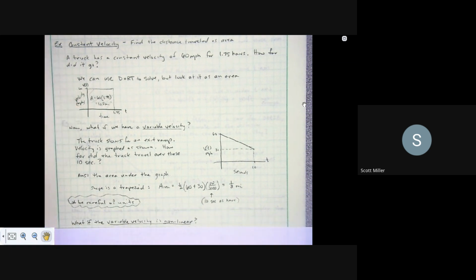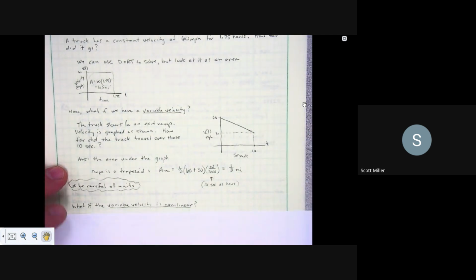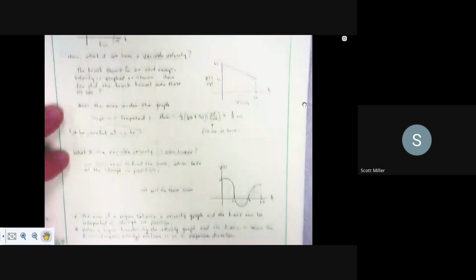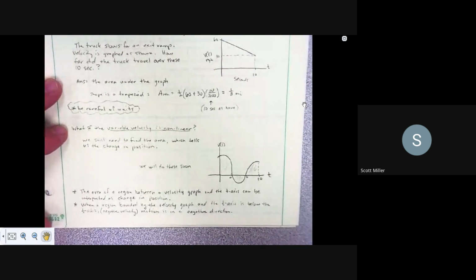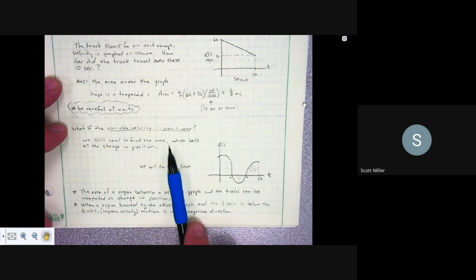So here's this one. Well, what if the velocity is variable and it's not linear? So this was a linear velocity. This was a linear velocity. What if it's not linear? Okay, what's going on there? Well, let's take a look. So what if I have something like this? Here's my velocity curve. Some above, some below, and all that kind of stuff. We still need to find the area, which tells us the change in position.